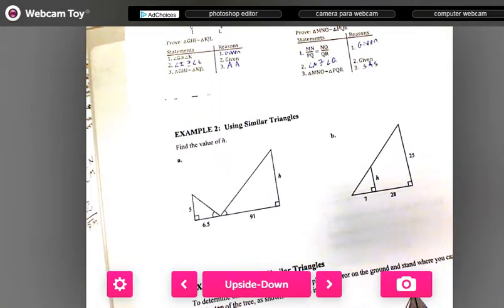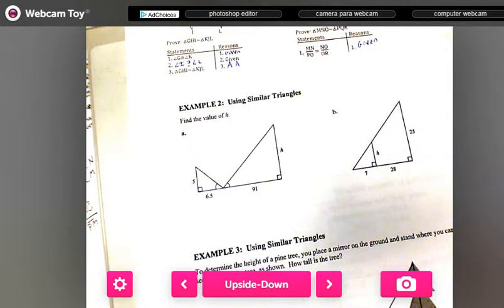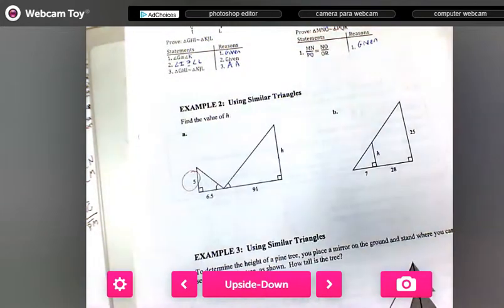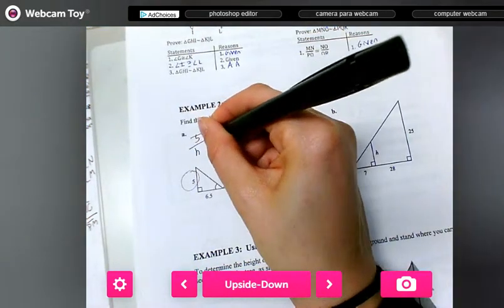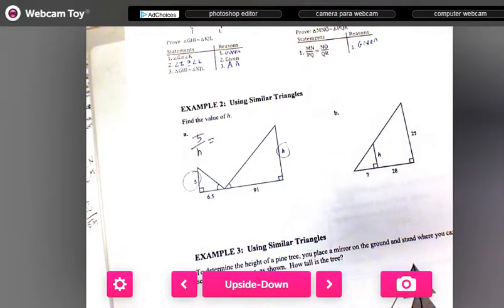All right. We need to find letter H. So this is, again, just some similar triangles review stuff. 5 goes with which one? Does it go with 91 or H? H, good. So we're going to say 5 over H equals, and we started with the little triangle on top.